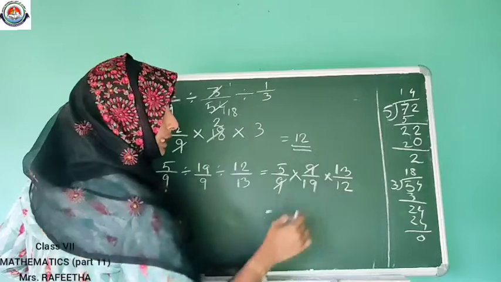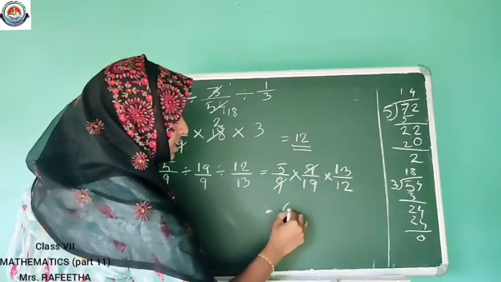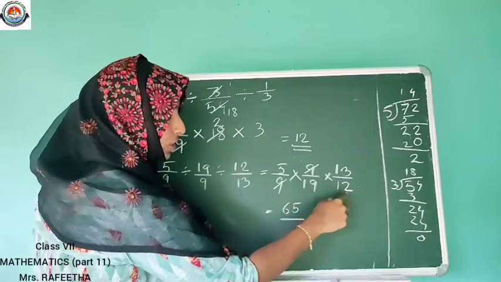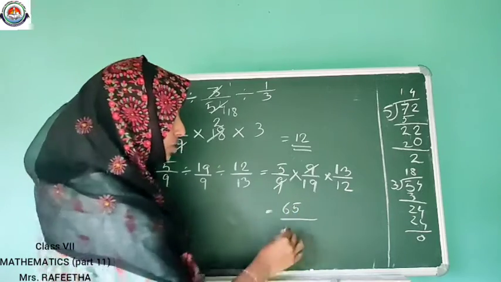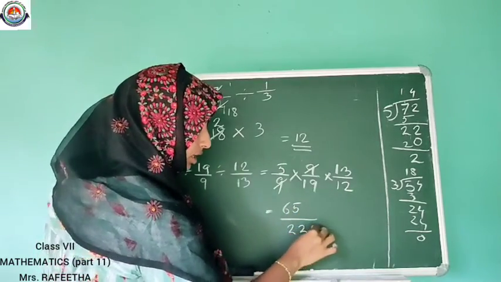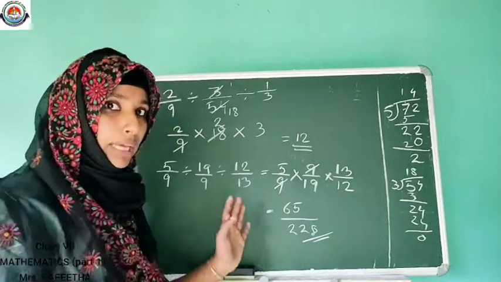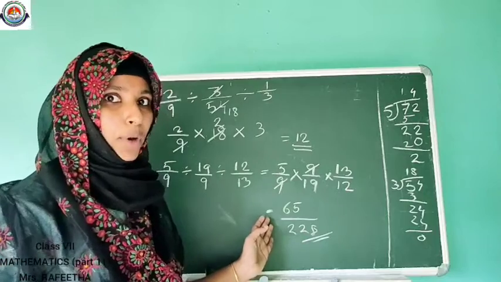So 5 into 13. 5 13s are 65. You just multiply. Then 19 into 12. 19 into 12 is 228. So this will be the answer. We don't want to convert this because this is a proper fraction.